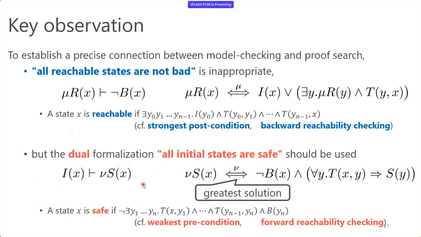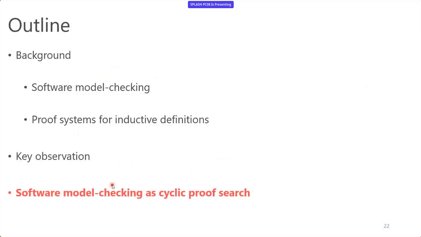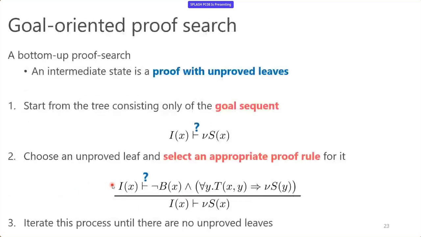Okay, and we use this one to establish our connection between software model checking algorithms and proof search heuristics. So we perform goal-oriented proof search, a bottom-up proof search, where an intermediate state is a proof with unproved leaves to be discharged.